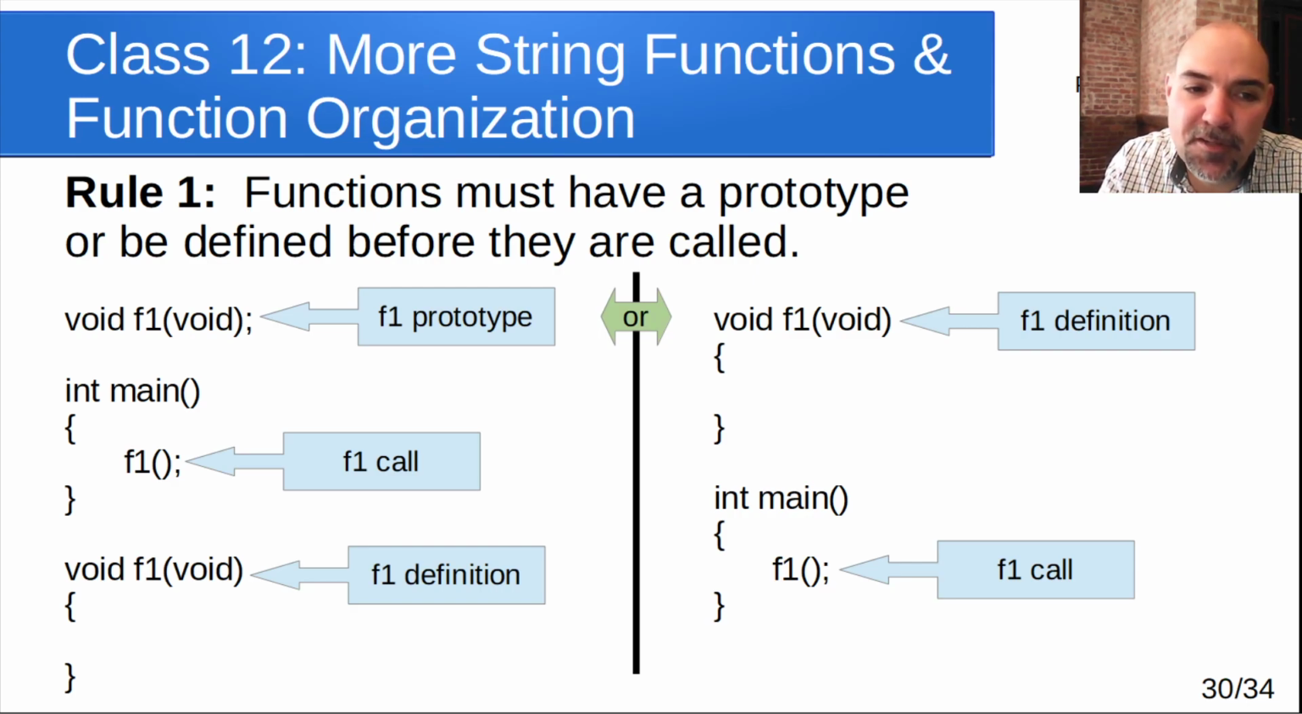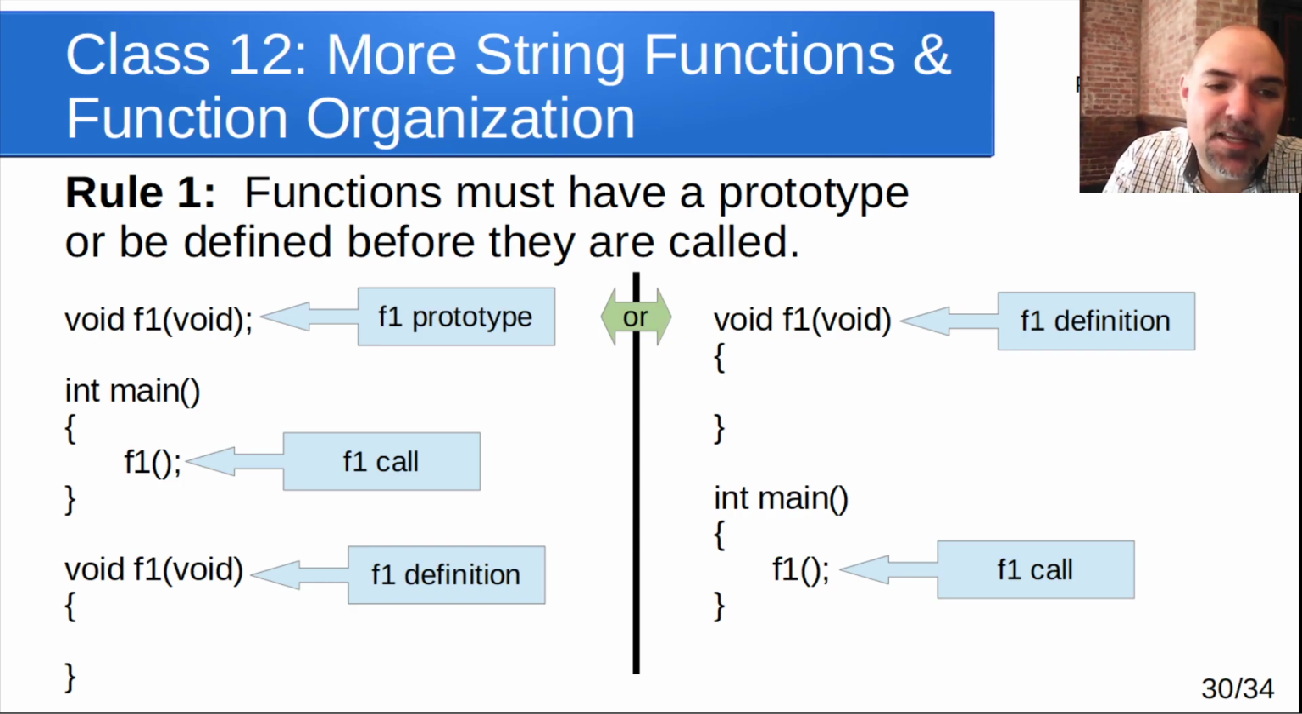So here are those two methods. Here's a prototype. And you notice what a prototype is: it looks like the first line of the function, the thing that describes the return value and the arguments or parameters that pass in, and has the name. It looks exactly like that, but with a semicolon at the end.